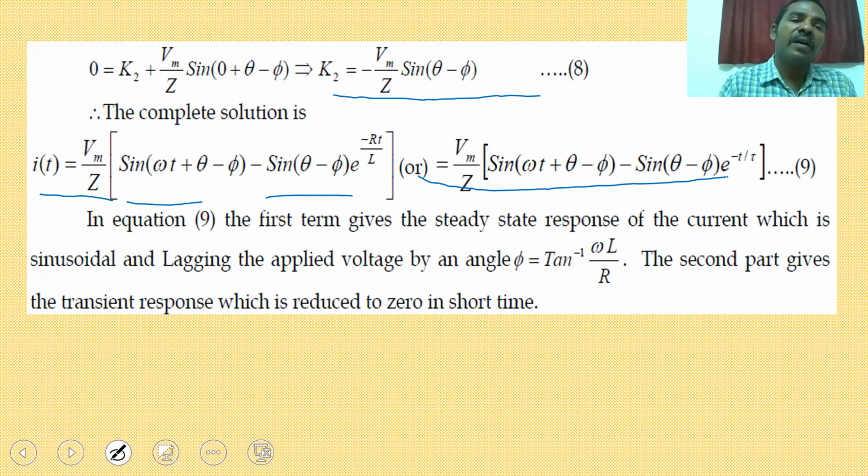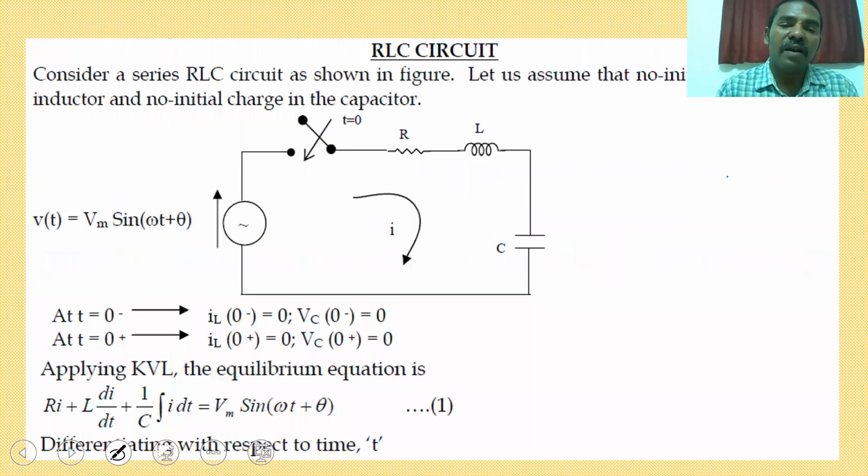And finally, we come to the RLC series circuit. Here R, L and C are connected in series with an excitation of v(t) equal to Vm sin(ωt + θ). A current will flow through the circuit at t equal to 0, once the switch is closed.